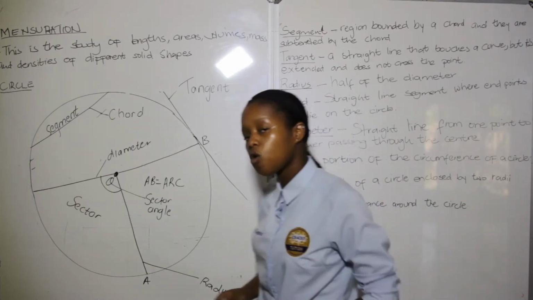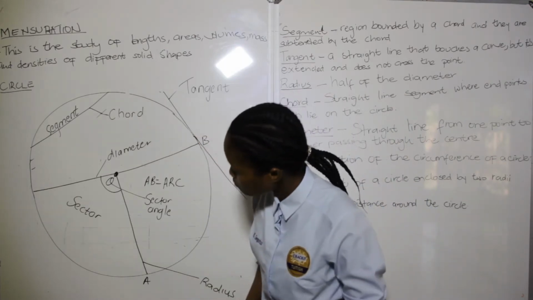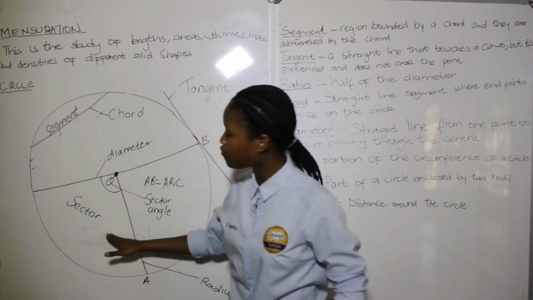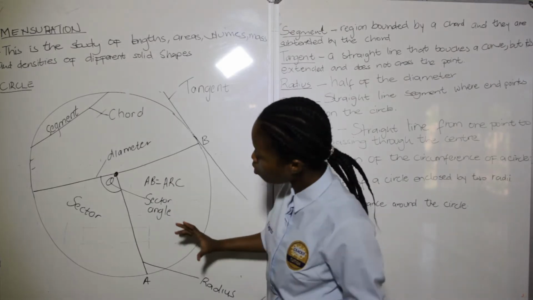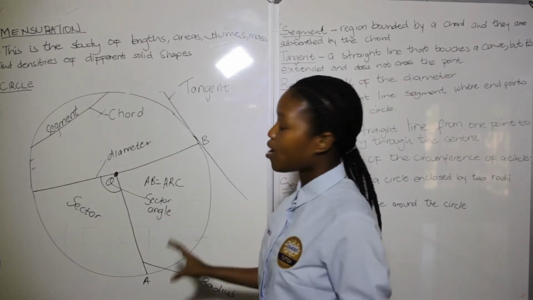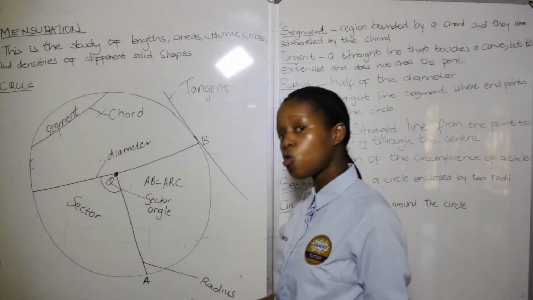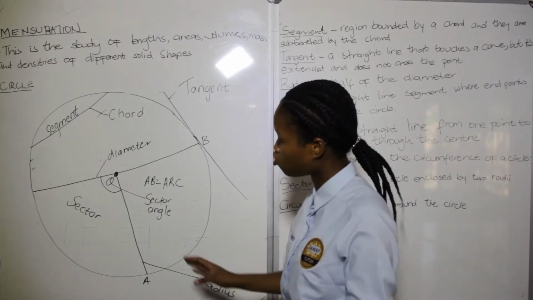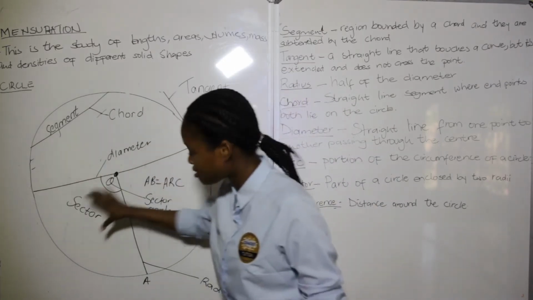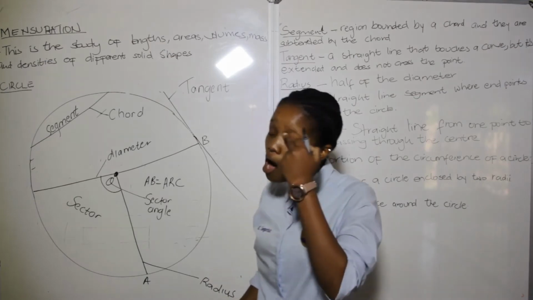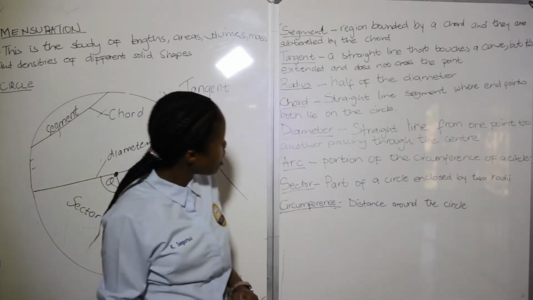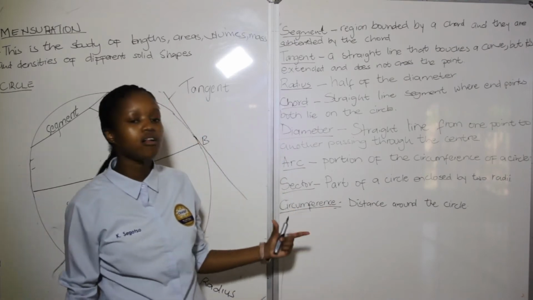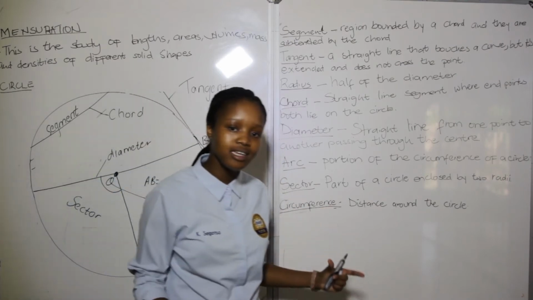Next, we can go on to what we call a sector. As you can already see where I have named my sector on the circle, I haven't shown any line on the sector. I just drew this part as the sector. So how can we explain what the sector is? Let's get back to our definitions. A sector is part of a circle enclosed by two radii.